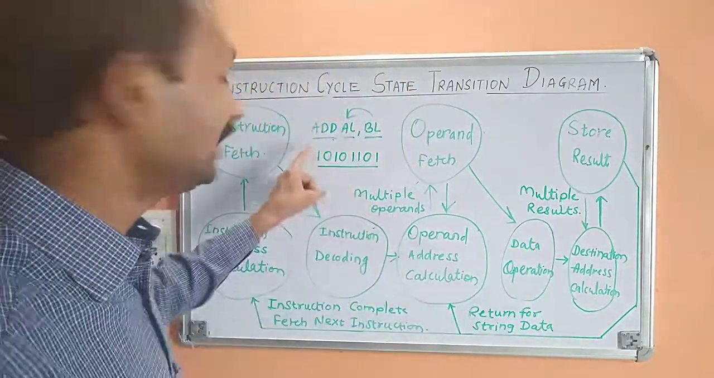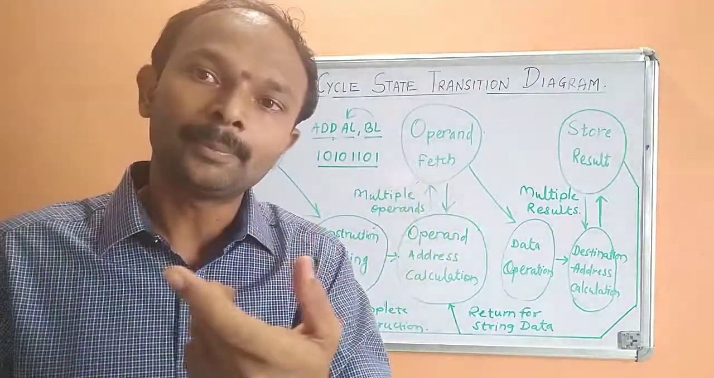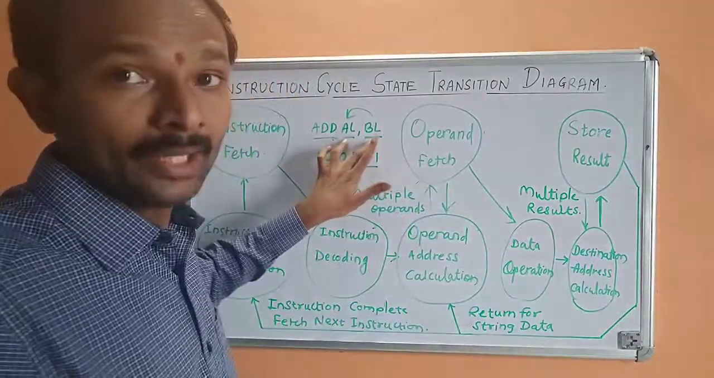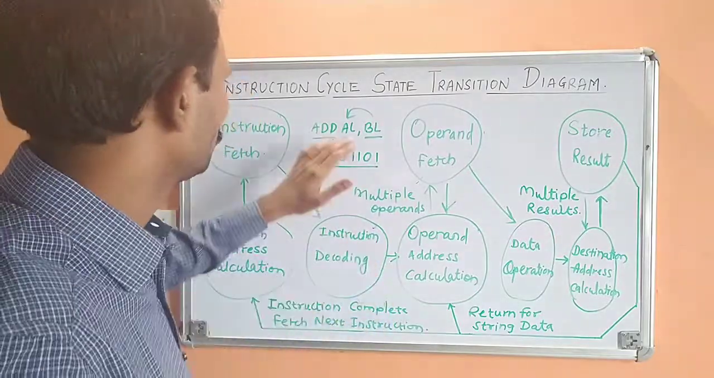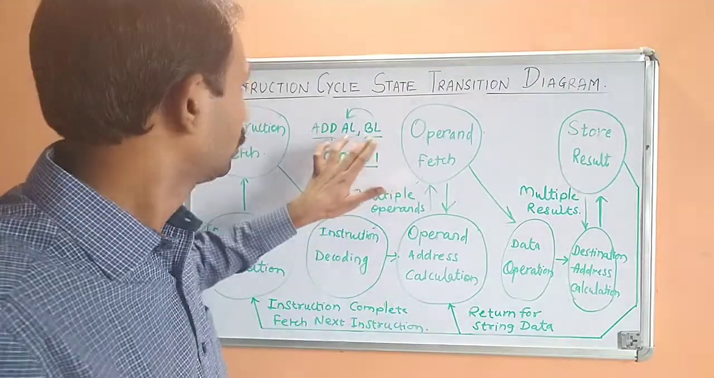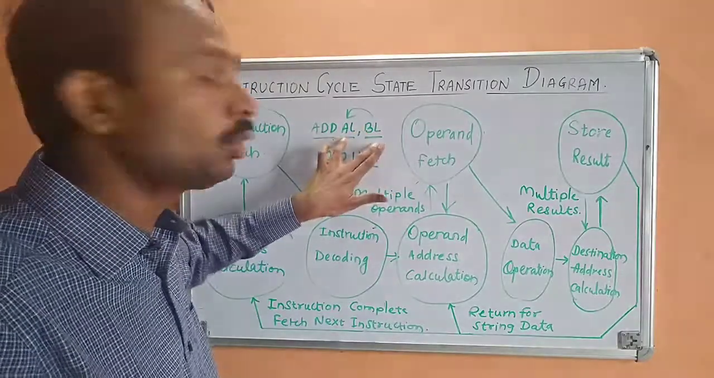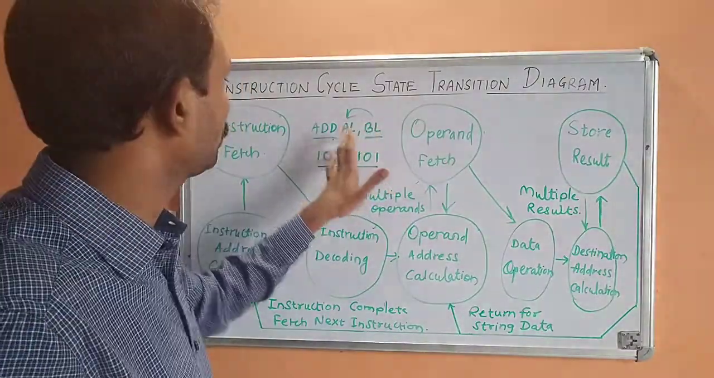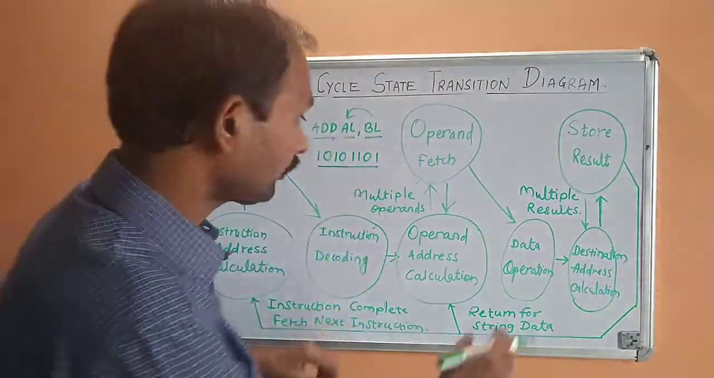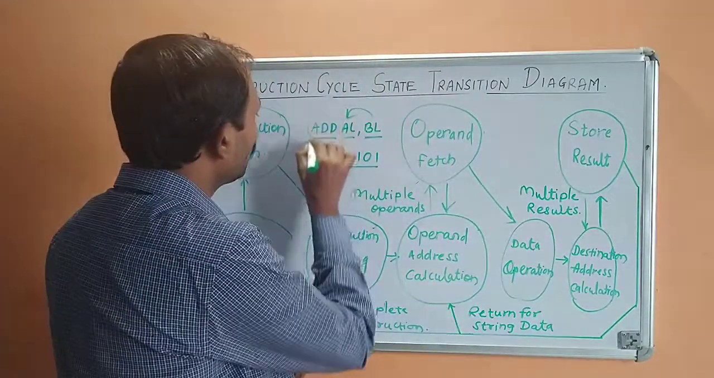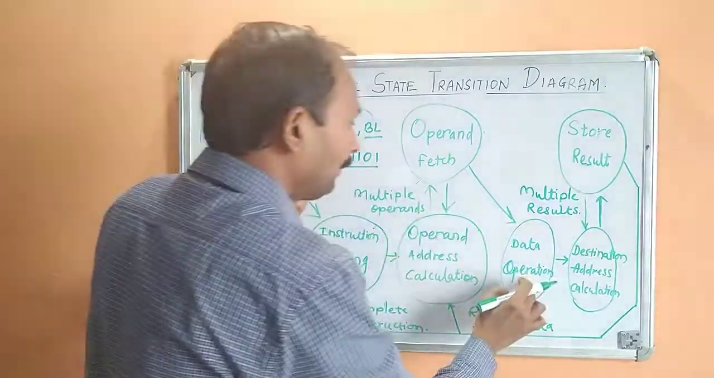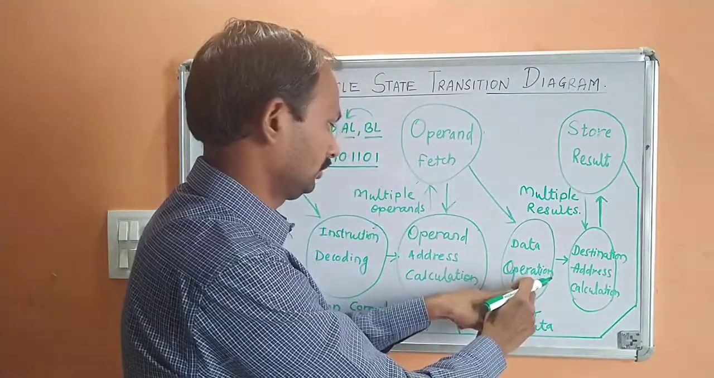Here the instruction is add. So I want to add the numbers. AL and BL are the two registers which are containing your values. So maybe 5 and 2. So these two values, 5 plus 2, I want to do, and I want to store it into AL. So data operation means the actual operation of addition will happen inside this particular block.